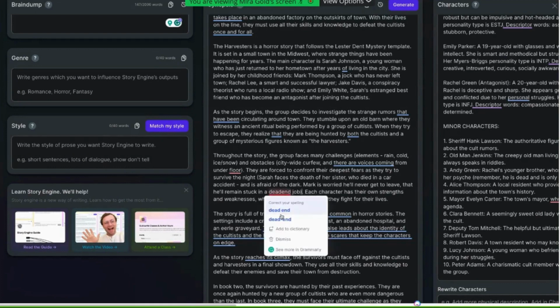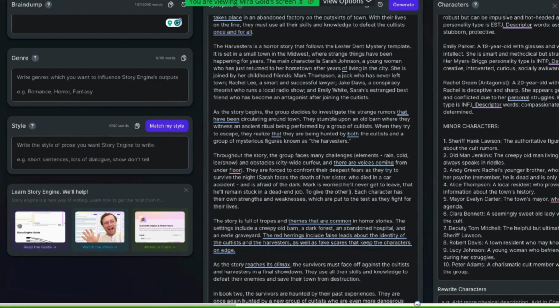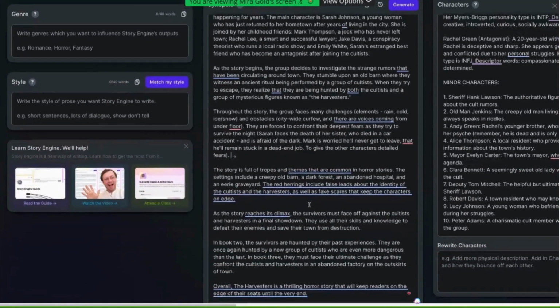So we gave the AI a few details. Let's see if the AI will continue with the other characters. Let's tell it to give the other characters detailed fears. Each character has their own strengths and weaknesses, which are part of the test as they fight for their lives. We don't know what those strengths and weaknesses are, but I do have another prompt that we're going to play with, and we're going to see what that other prompt does. I'm going to delete this information from here for right now.